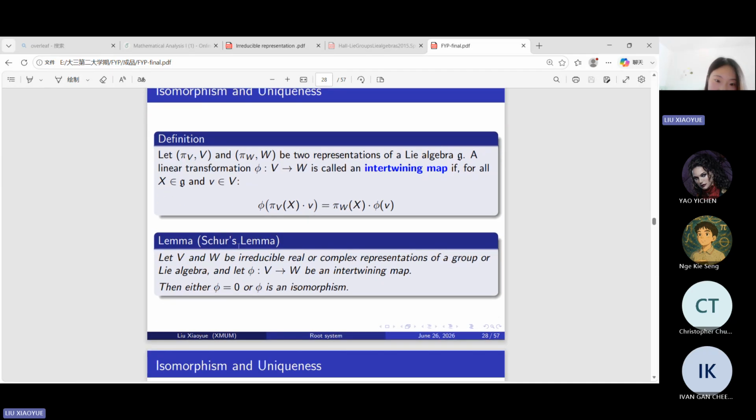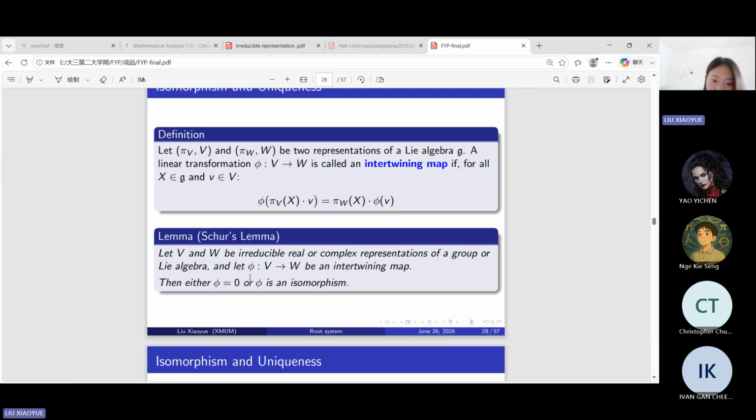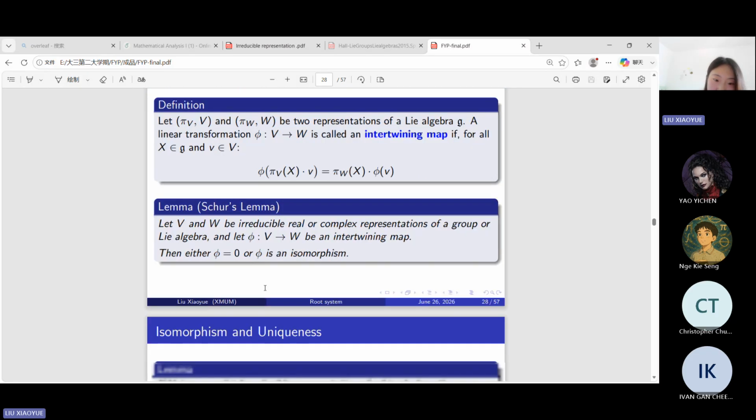Next, we introduce Schur's lemma. Let V and W be irreducible real or complex representations of a group or Lie algebra, and let phi be an intertwining map from V to W. Then either phi equals 0 or it is an isomorphism.